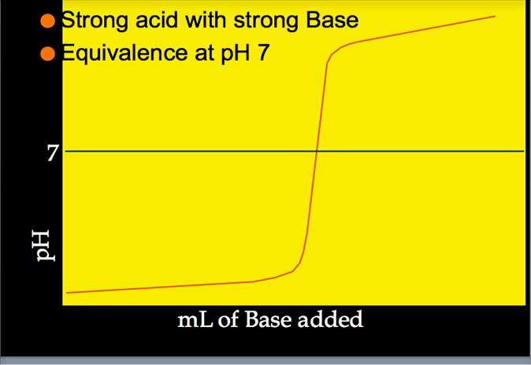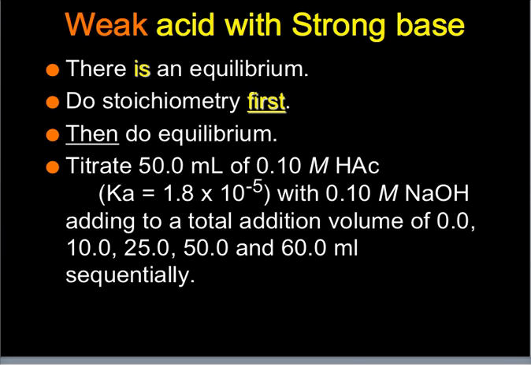Now we're going to look at several other titrations. In this case, we have to do the equilibrium calculations for the next one, because what we're talking about is the reaction of a weak acid with a strong base. Because the acid is weak, we have to first do the stoichiometry, then we have to do the equilibrium, which means that as the weak acid is neutralized by the base, you're forming a conjugate base. And so we have to do the equilibrium calculations like we've done in the past.